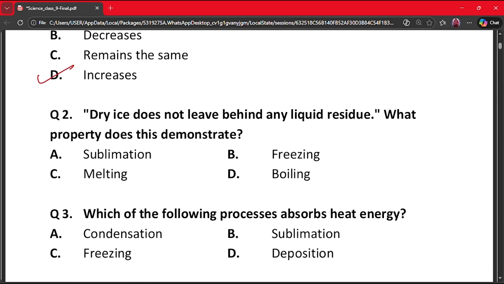Our next question is question number 2. Dry ice does not leave behind any liquid residue. What property does this demonstrate? A. Sublimation, B. Freezing, C. Melting, and D. Boiling. The correct answer is sublimation, because dry ice changes directly from solid to gas. This process is called sublimation. No liquid stage is involved here.